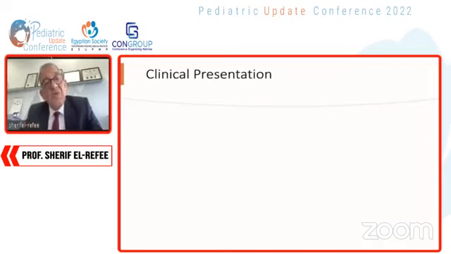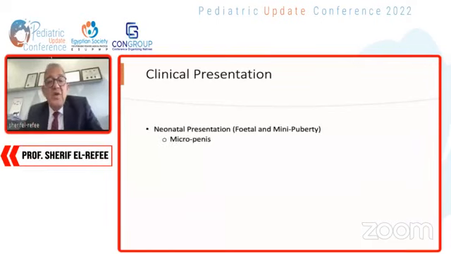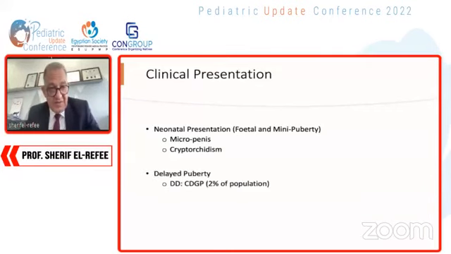And we'll go now briefly to the clinical presentation. In the neonatal period, as mentioned, micropenis and cryptorchidism, undescended testicles. In teenagers, it presents with delayed puberty. And as I mentioned, constitutional delay of growth and puberty is more common. It happens in about 2% of the population.